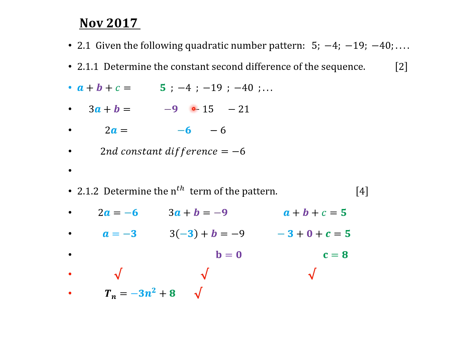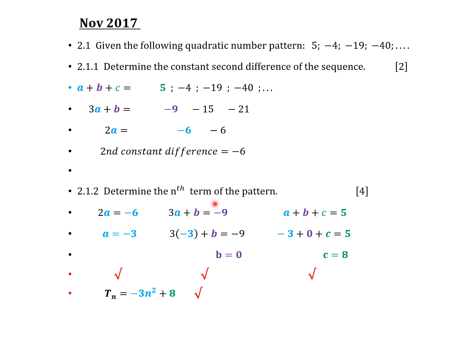Negative 15 minus 9 would give me negative 15 plus 9, which is negative 6. Minus 21 minus 15 gives me minus 21 plus 15, which is negative 6. Right, so my second constant difference equals negative 6. Don't just write in the exam 2a equals negative 6. We want to physically see you write second constant difference equals the value you got at the bottom, which in this case is minus 6.